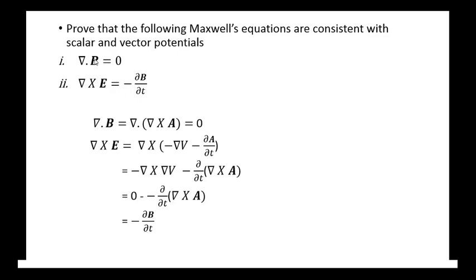So what does it mean? We had substituted B as del cross A in the first equation and we found out that del dot B is 0. Now in the second equation we had substituted E as minus del V minus dou A by dou T. Still we got del cross E as minus dou B by dou T. That means Maxwell's equations are consistent with scalar and vector potentials.